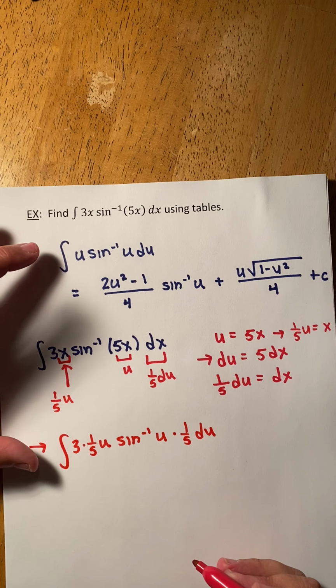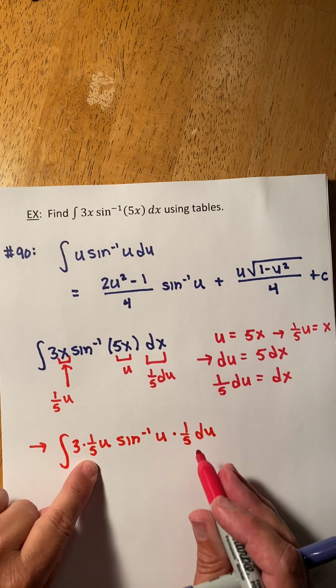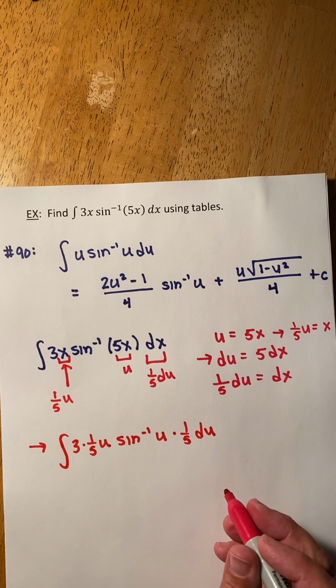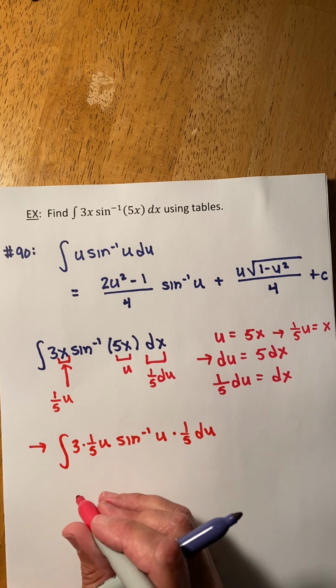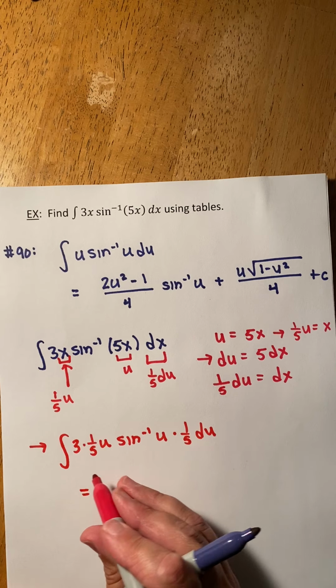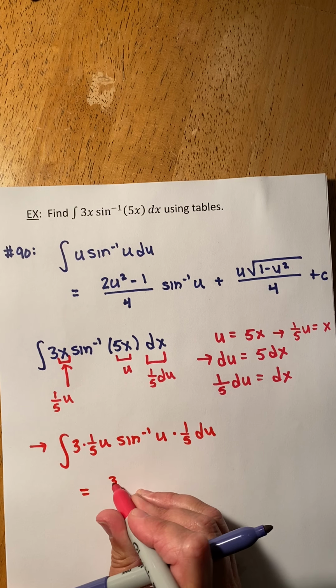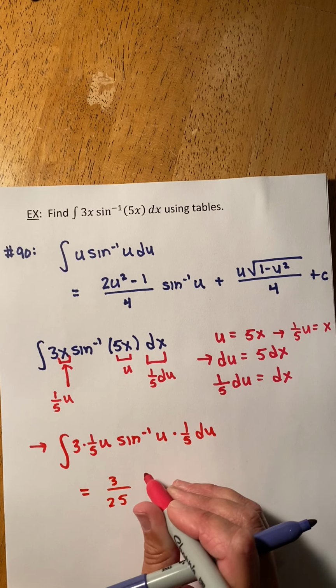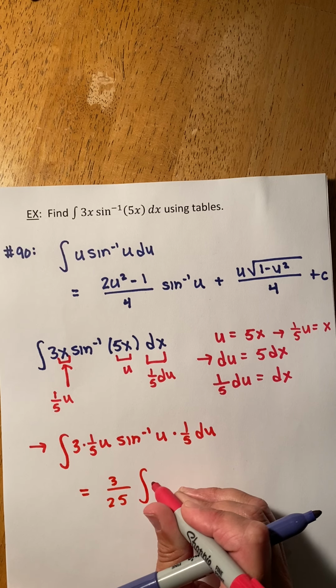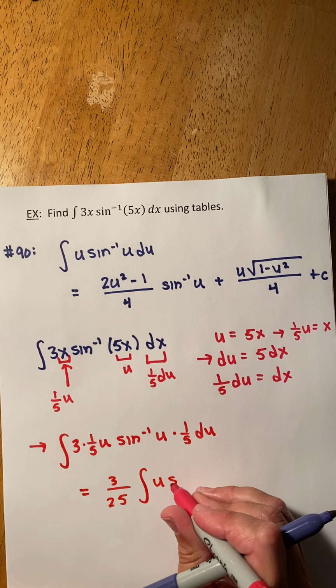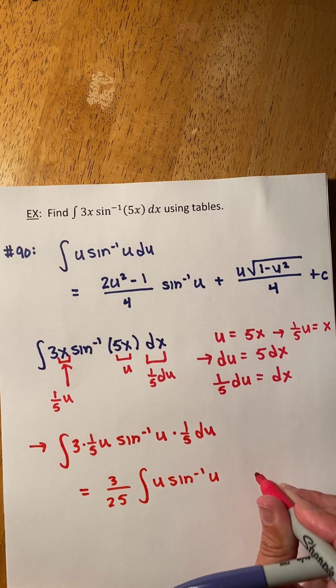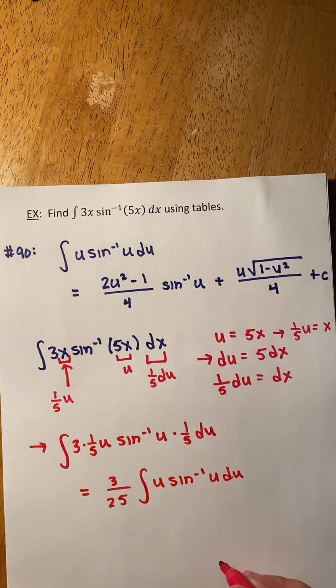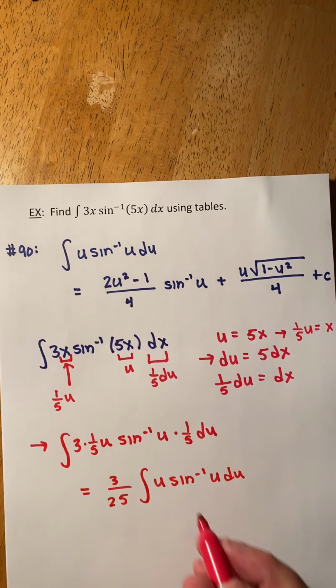Now it almost looks like the template. We just have this 3, this 1/5, and this 1/5. They're all factors, so we'll bring that constant out front. So 3 times 1/5 times 1/5 is equivalent to 3 over 25 out front. Now we have it in perfect form: u inverse sine of u du. So now we're going to use this template.